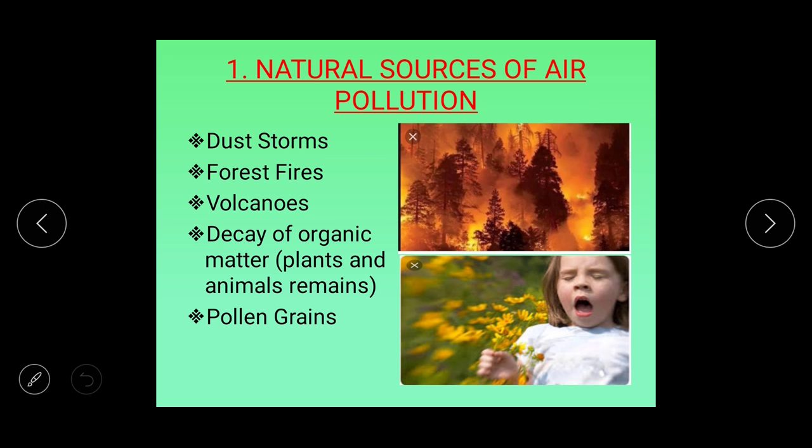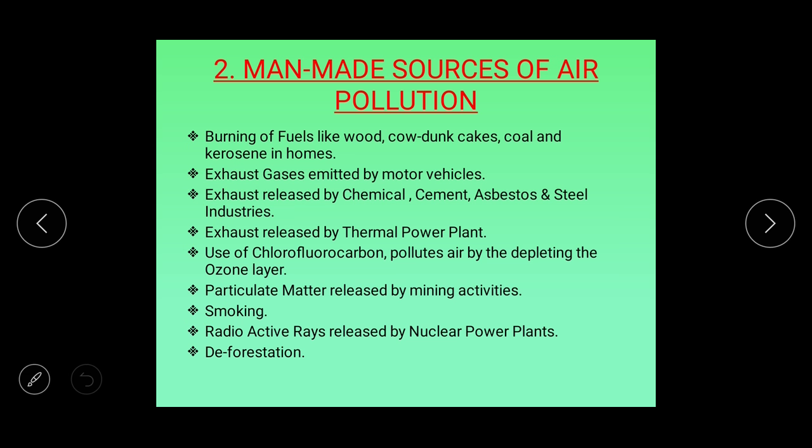I'm coming to the first source, that is natural sources of air pollution. It includes dust storms, forest fires, volcanoes, decay of organic matter, pollen grains, etc. I'm coming to the next source, that is the man-made sources of air pollution. It includes the burning of fuels like wood, cow dung cakes, coal and kerosene in homes.